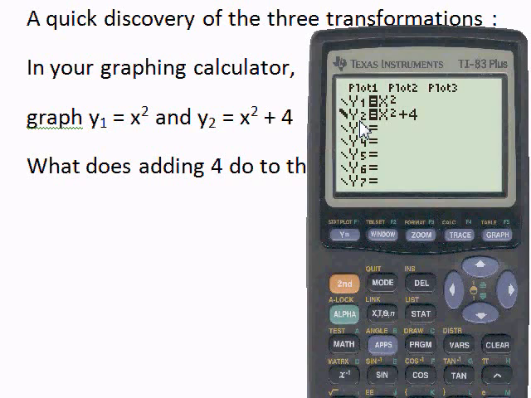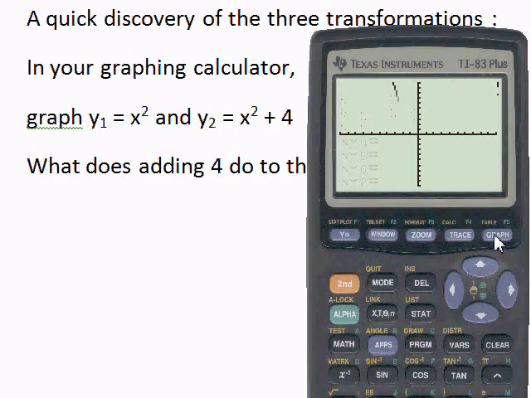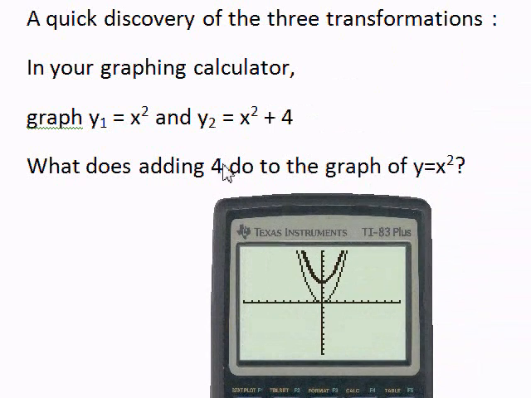The reason I'm going to do that is it's going to help me make sure I know which graph is which here in a moment. Again, the y2, I moved it over here next to the y2 and pressed enter until it became a darker line. That way when I hit the graph button, the darker line represents what happens when we changed x squared to x squared plus 4.